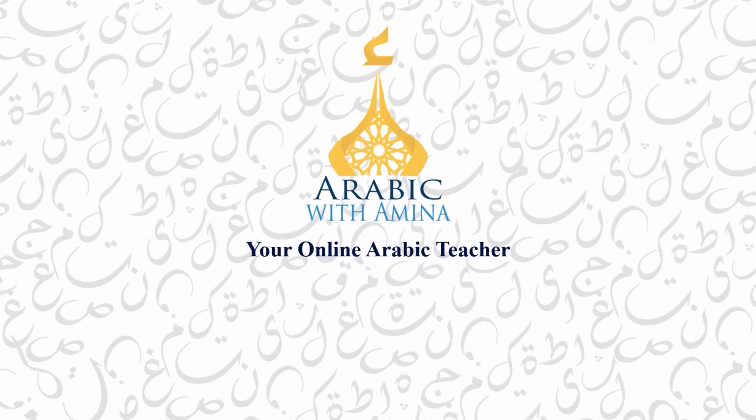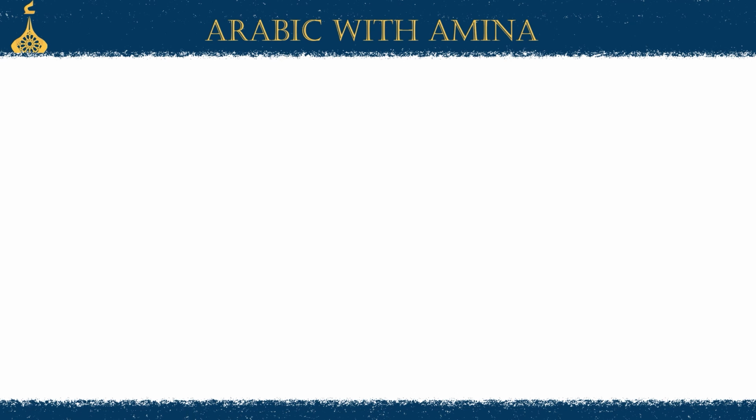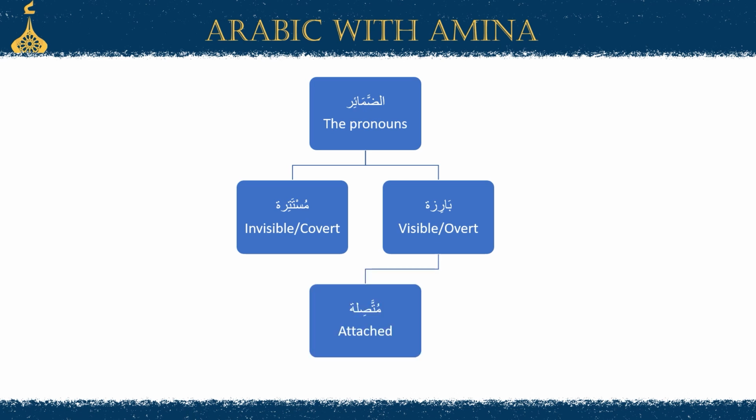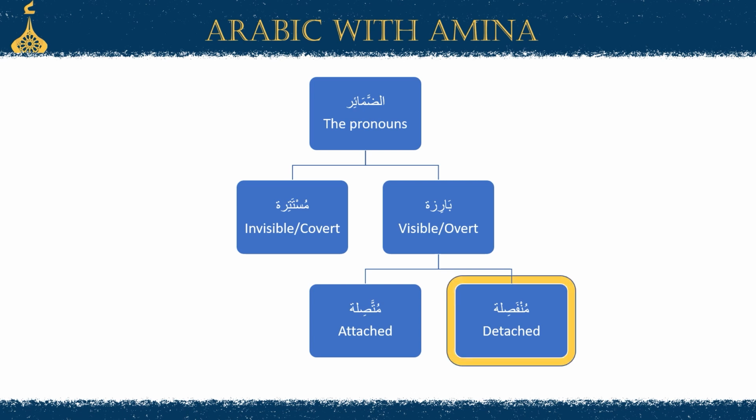Today's lesson we are going to be talking about the detached pronouns in Arabic. There are different types of pronouns in Arabic. The pronouns, al-dhama'ir, can be invisible or covert, which is called mustatira. They can be visible, where they are shown in the sentence and written, bariza, and the visible pronouns are further divided into muttasila, attached, means they are attached to another word, and munfasila, which is detached, meaning they are their own word. In today's video, we're going to be covering the detached pronouns.